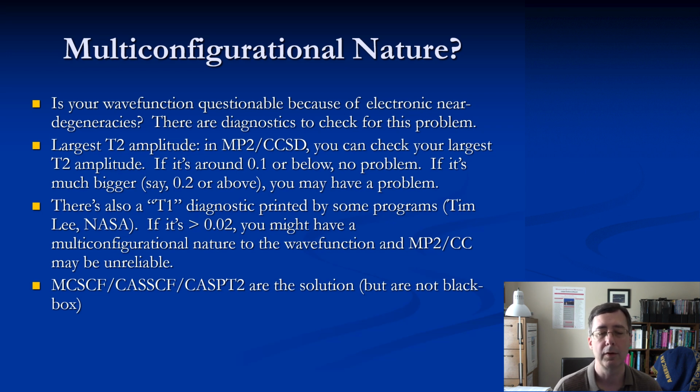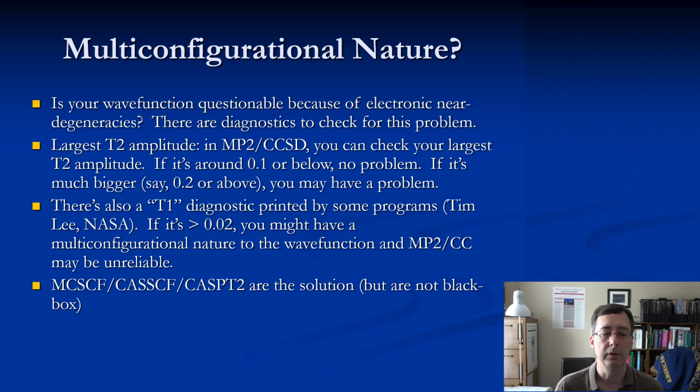Similarly, there's something called a T1 diagnostic. This was invented by Tim Lee at NASA. And if I get this out of, say, a coupled cluster calculation, and it's greater than 0.02, that's a sign that I may have a problem with the multi-configurational nature of the wave function, and I should be a little careful. Now, if there is a multi-reference nature or multi-configurational nature to the problem that I'm studying, what do I do?